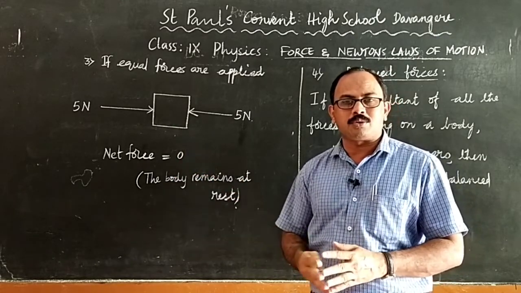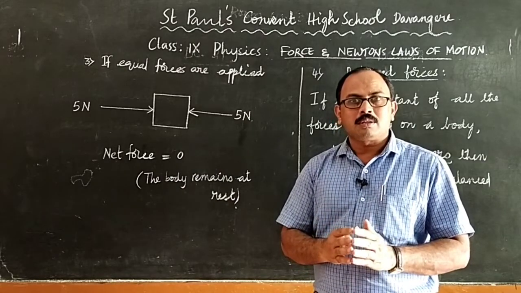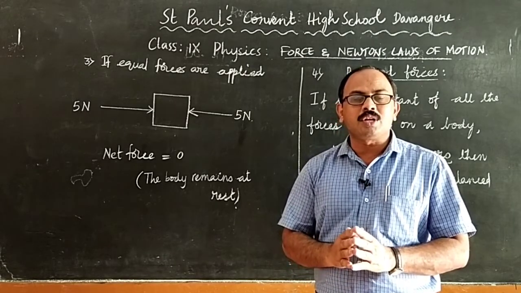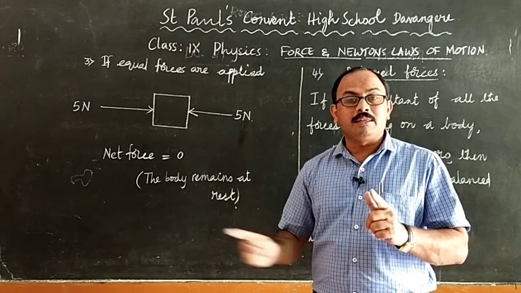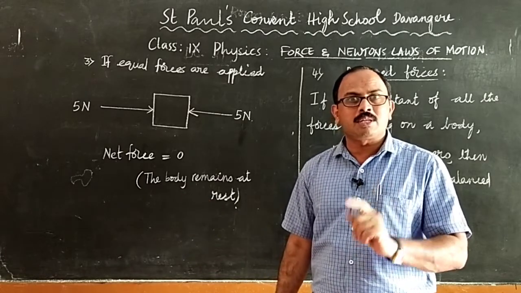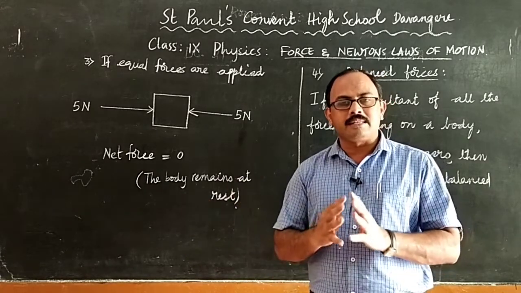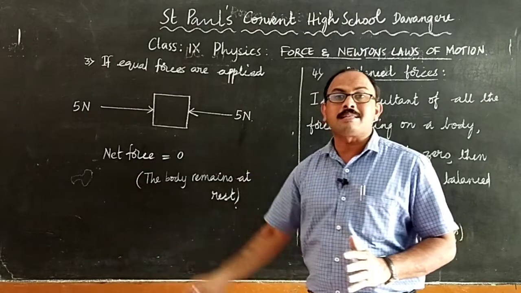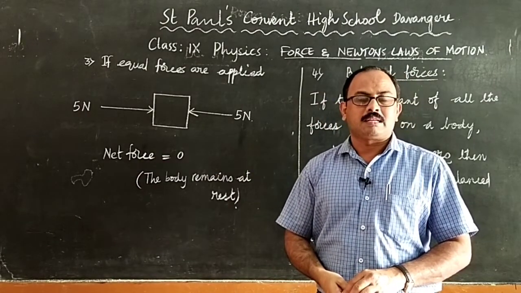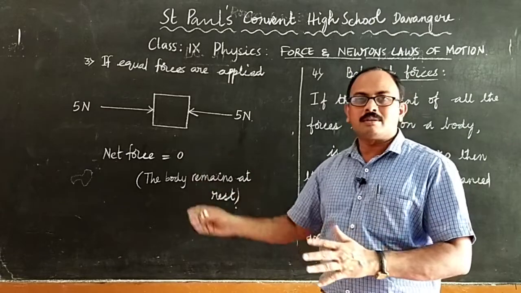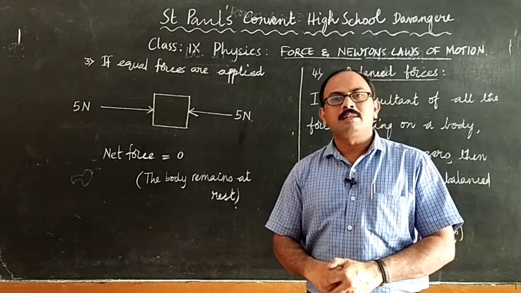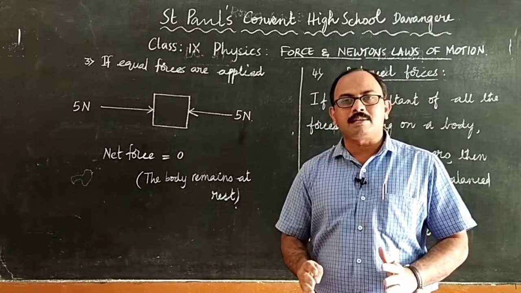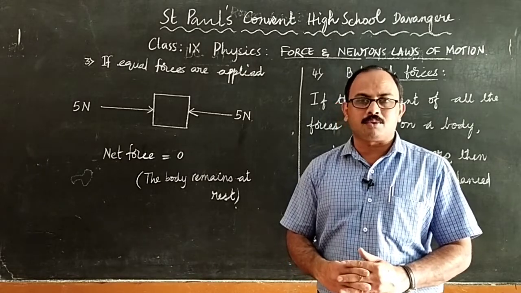When the net force is equal to 0, then the object remains at rest, children. It will not change its position. When the net force is not equal to 0, then the object changes its position. The net force, the total force, or the resultant force is the resultant force. Based on these three notes we have taken, children, today we are going to define what we call balanced and unbalanced forces.